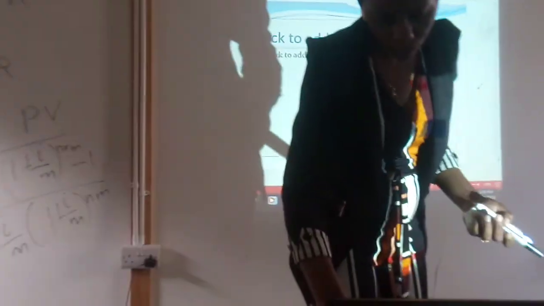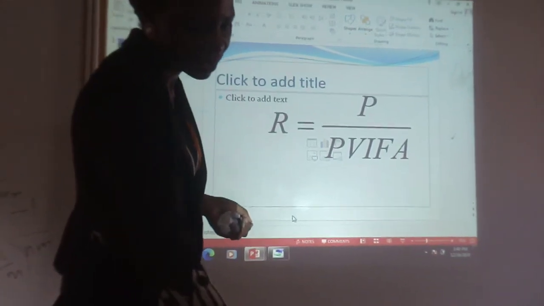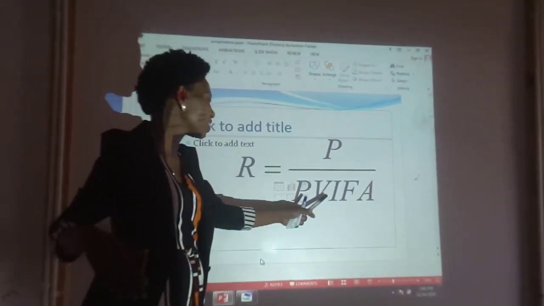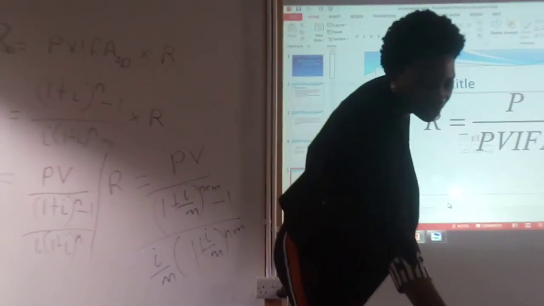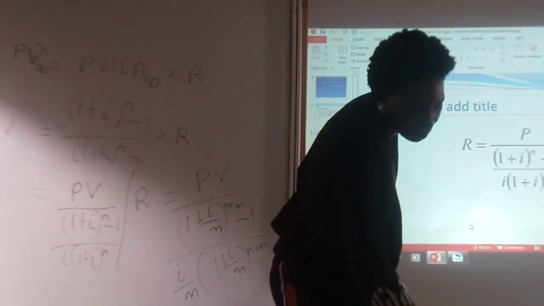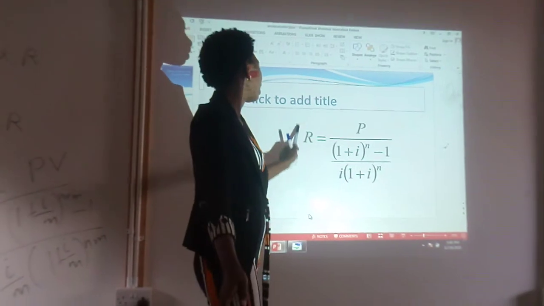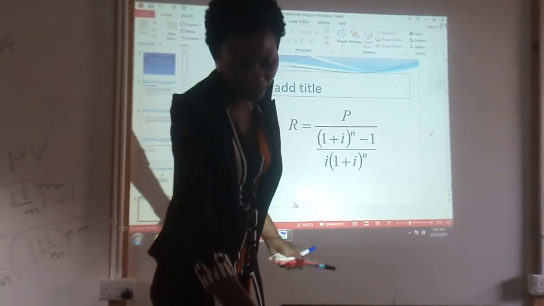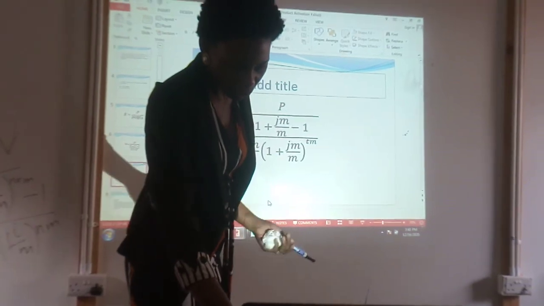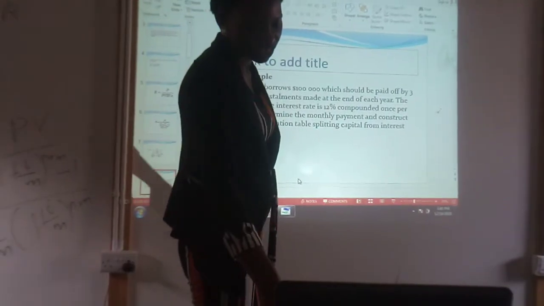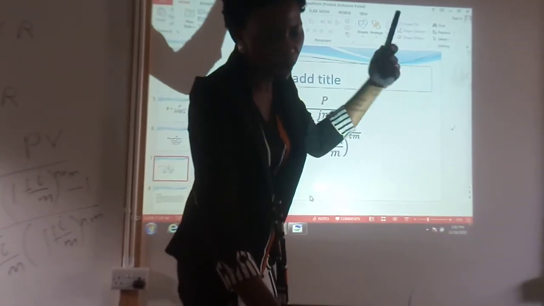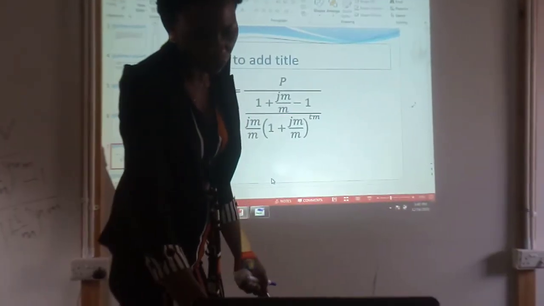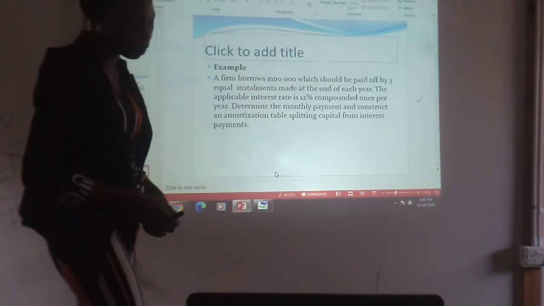Okay, so let's look at an example. What I'm trying to say is that you divide the present value by the present value interest factor annuity, and the present value interest factor annuity translates to this. We make R the subject of the formula because this is our main concern. Obviously, when you're compounding more than once, you divide each and every part by m. Remember, we say J m is equal to i is equal to R. It can be used interchangeably.